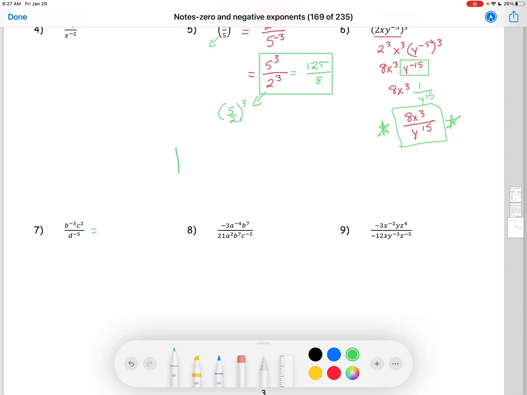So this c squared is going to be faithful and stay right there because nothing's wrong with it. But that b got to go in the denominator so that the 3 becomes positive. So that's b to the 3 in the denominator. And then d to the negative 5 is going to go right here in the numerator. Well, it becomes d to the 5, right? This is basically us applying those two rules we just learned about, but the simplified way. And then our final answer, I'm just going to write this in order, is c squared d to the 5 over b cubed. And we're done.